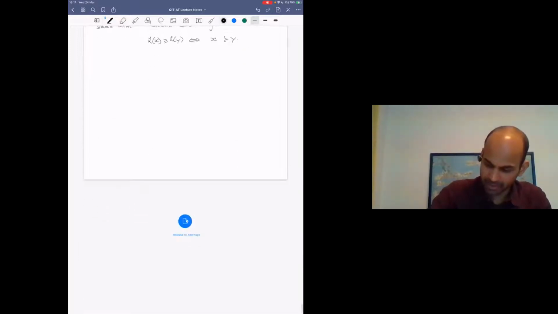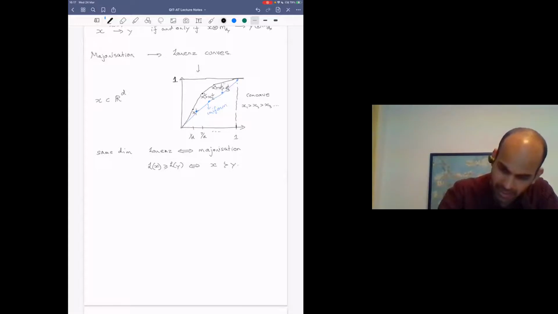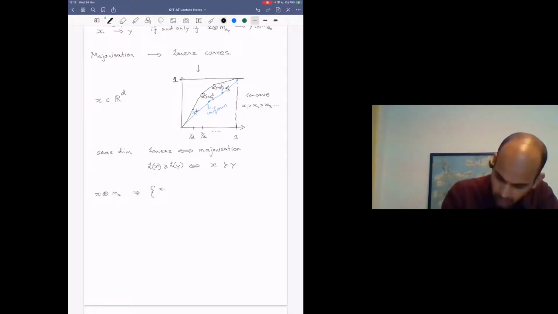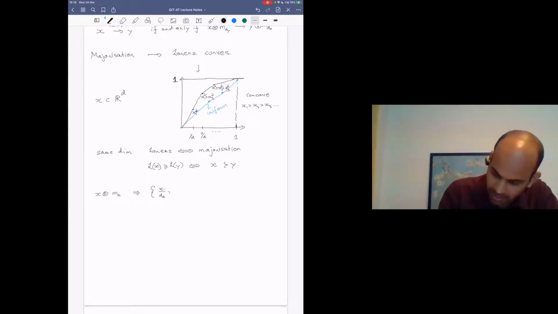Okay, but the reason that Lorenz curves are more useful than majorization is because they generalize to higher dimensions. The reason is that if we take x tensored with the maximally mixed distribution MA, what does this give us? This gives us the following vector. We will get x1 divided by dA, where dA is the dimension of the uniform distribution that we appended, repeated dA times. And then another block of x2 by dA, dot dot dot, and so on and so forth.